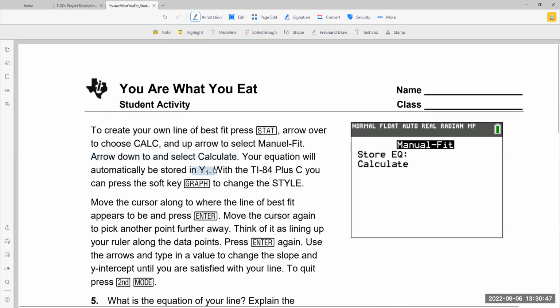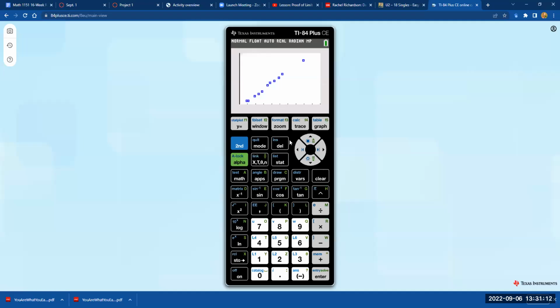All right, so what are they telling us to do? Oh, and then there's more instructions here. Move the cursor along to where the line of best fit appears to be. Press enter, then move the cursor again and pick another point. I think it's better if I just show you what they're describing. It said go to stat, calc, and then manual fit. And it says it'll automatically be stored in Y1.